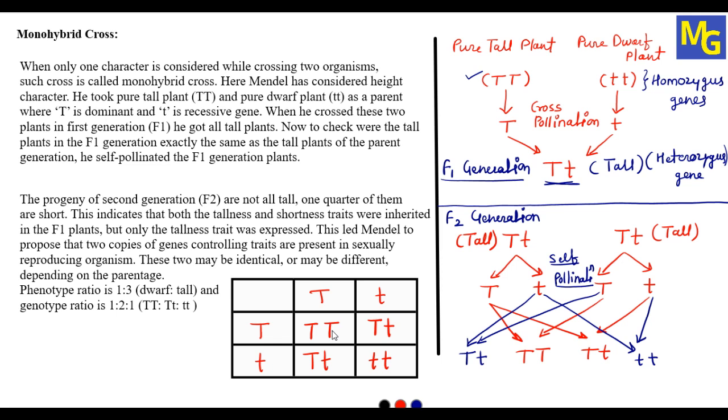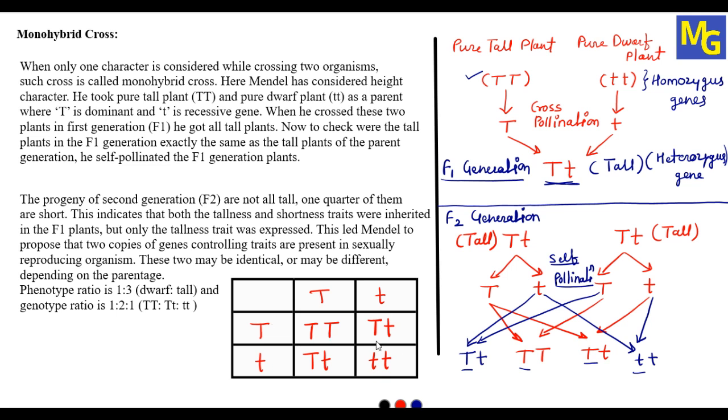Now if you focus, we are getting the same progeny as we got here. So see, this capital T, capital T. Here also it is capital T, capital T. Capital T, small t, capital T, small t, capital T, small t, capital T, small t. Small t and small t. So both are giving the same result, but this is with the help of the checkerboard, which is very easy, simple and neat to understand compared to the earlier method. So this is called the F2 generation.